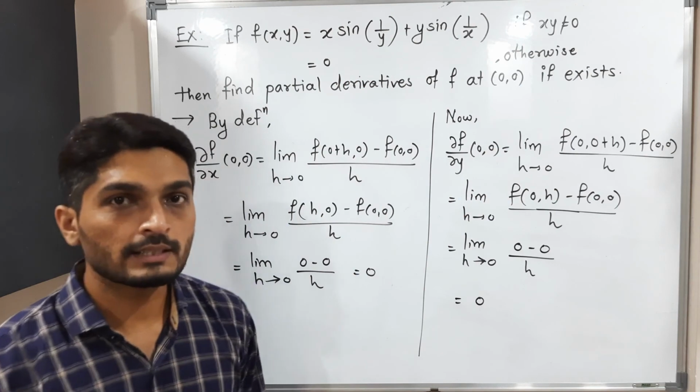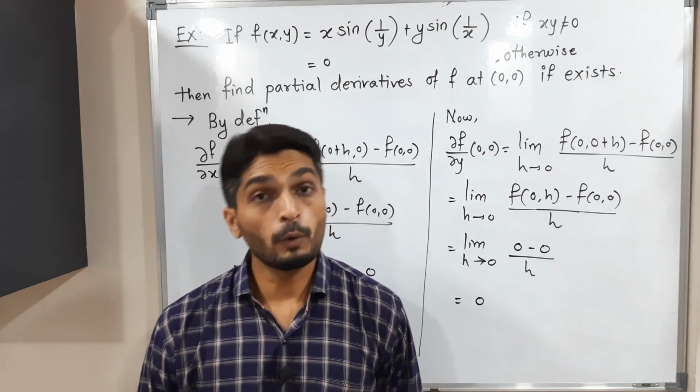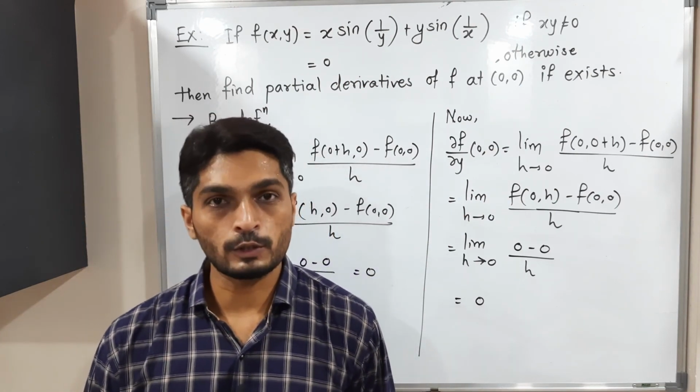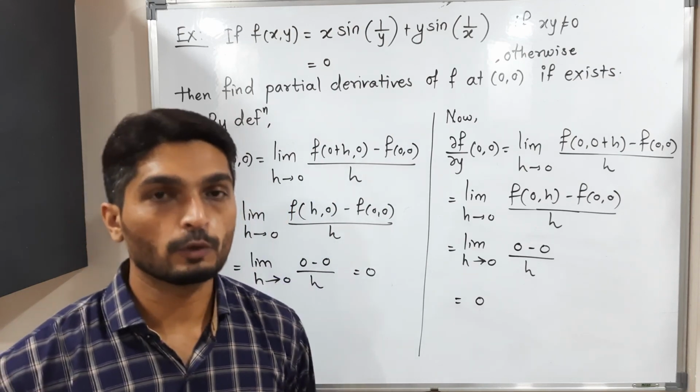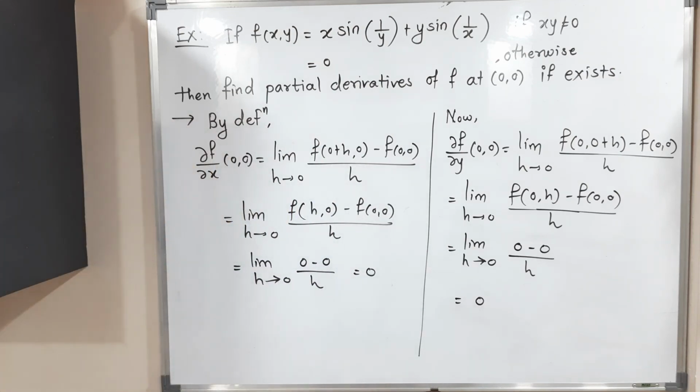So that means in this problem, both partial derivatives exist at 0, 0 and both of them are 0. Both of them have value 0. So you can make a screenshot of it, and after that we will stop.